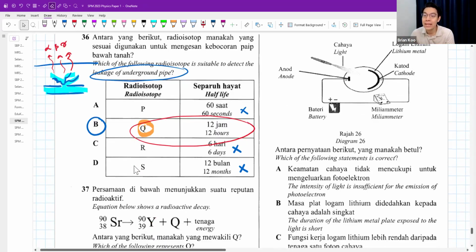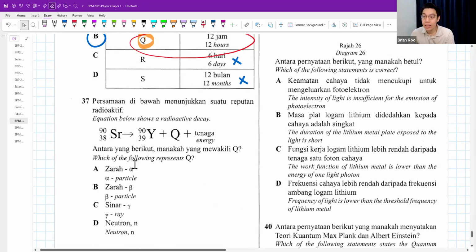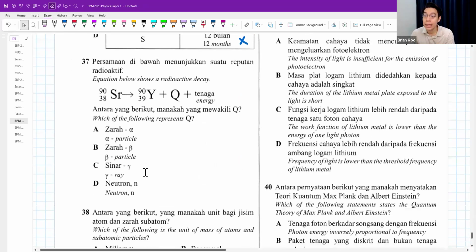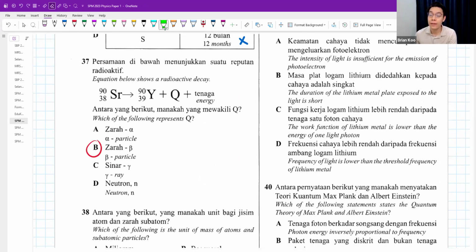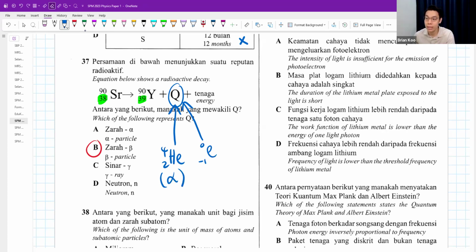Okay, 37. The equation below shows radioactive decay. Which of the following represents Q? Q has to be a beta particle, I believe. Looking at this number, because you are trying to balance the equation, right here you can only put two possible things. Number one is helium nucleus. Number two is an electron. Okay, helium nucleus is your alpha particle. Electron is your beta particle. The gamma ray got nothing on. You don't need to add anything.